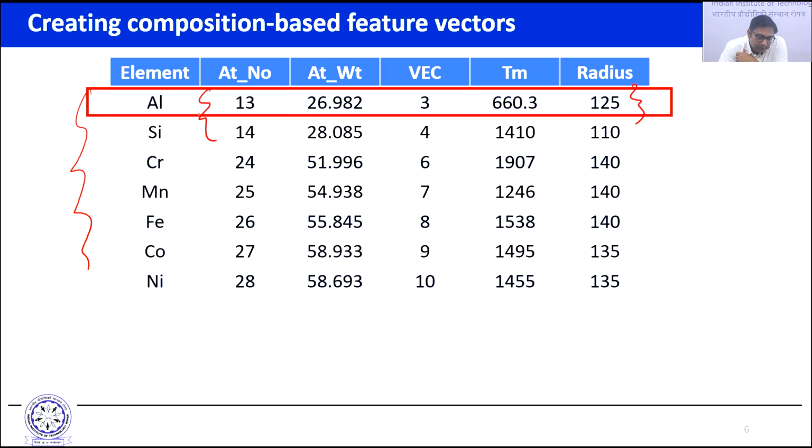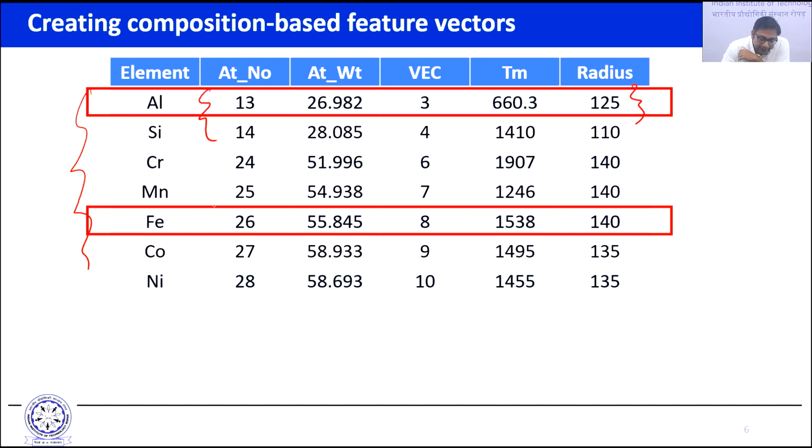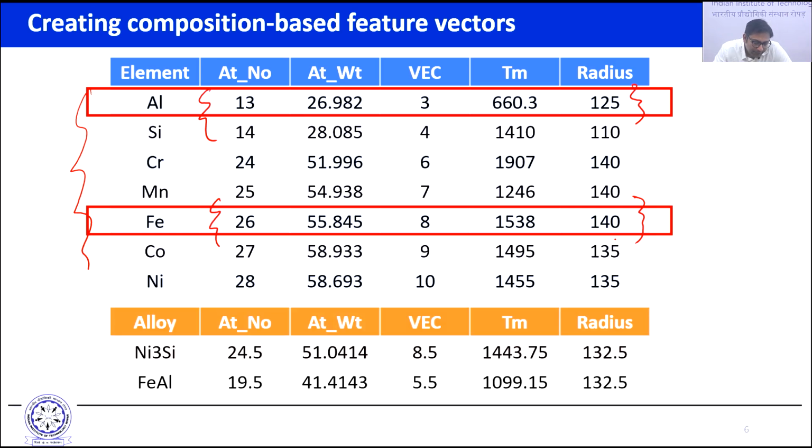So when I look at aluminum, I have a feature vector which says 13, that's the atomic number, 26.982, that's the atomic weight, 3, that's the valence electron concentration, and so on. Similarly, if I describe iron, I have a different feature vector. So basically, I have got different descriptors for aluminum and iron. Now, when I'm combining them in order to form a compound or an alloy, I am doing so by mixing them in certain elemental proportions. So Ni3Si, for example, has got 3 units of nickel and 1 unit of silicon.